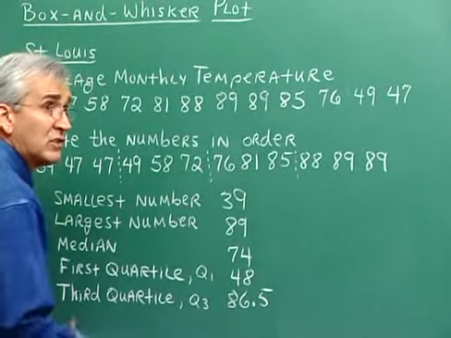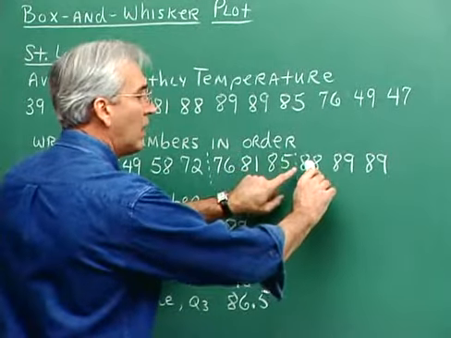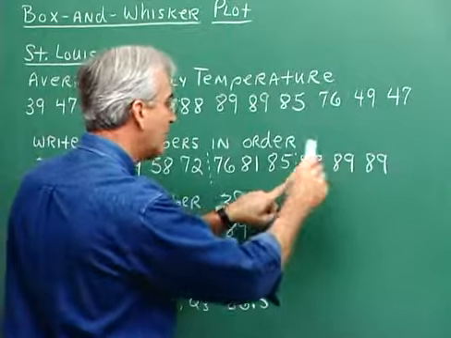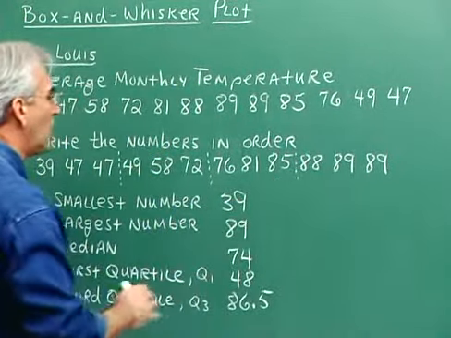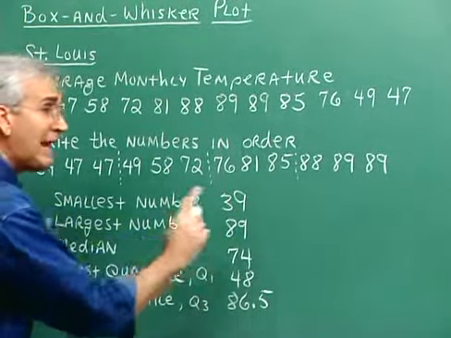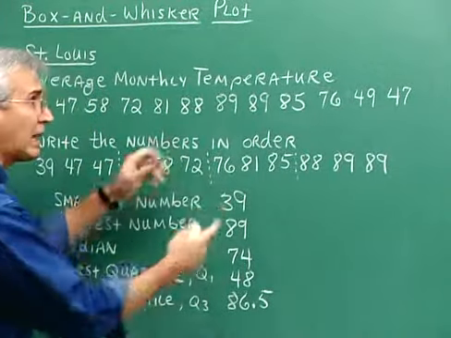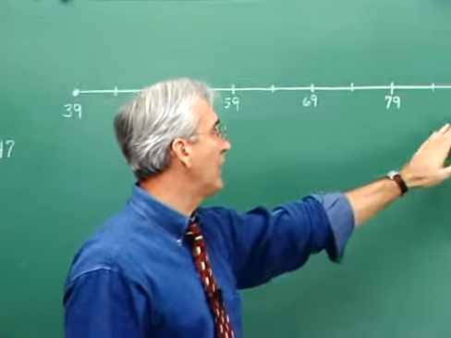Now, one significance of the third quartile is that 1/4 of, or 25% of the data values lie above that third quartile number. All right, here's how we use all of this information. First of all, we look at the smallest number and the largest, and we make a number line starting at 39 and going to 89. Okay, I've done that up here. Here's 39, here's 89 way over here.